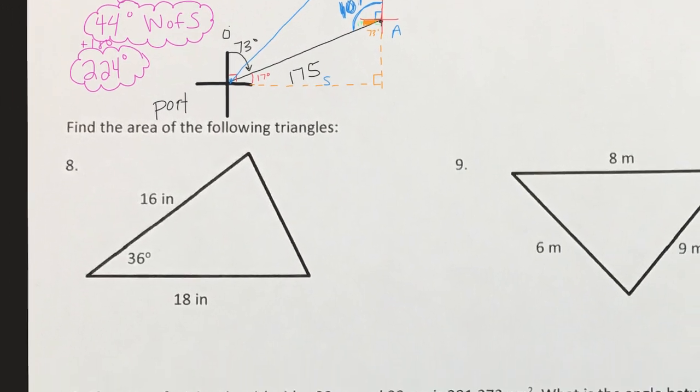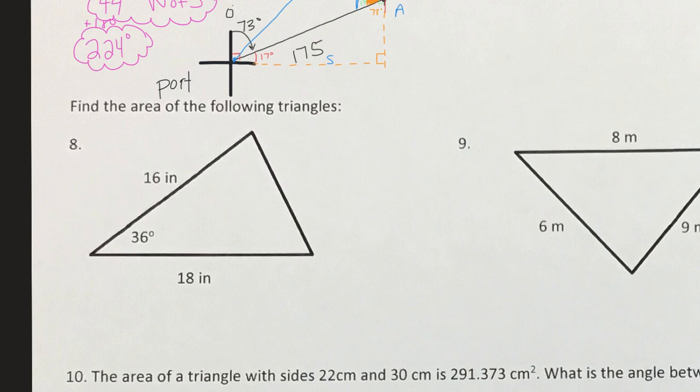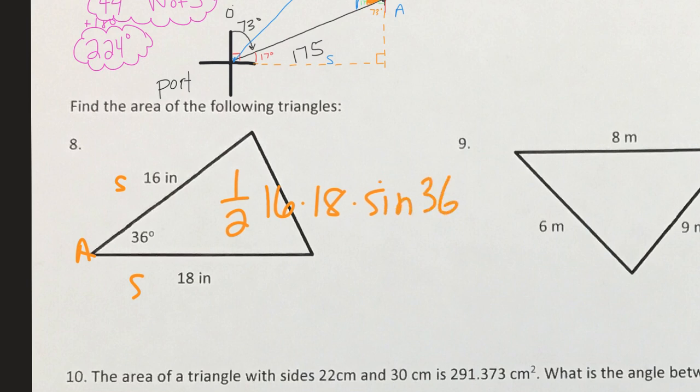Okay, here's another area problem. We have side angle side. So we will use one half side times side times the sine of the angle between them to find the area of this triangle. And we get 84.6 square inches as the area there.